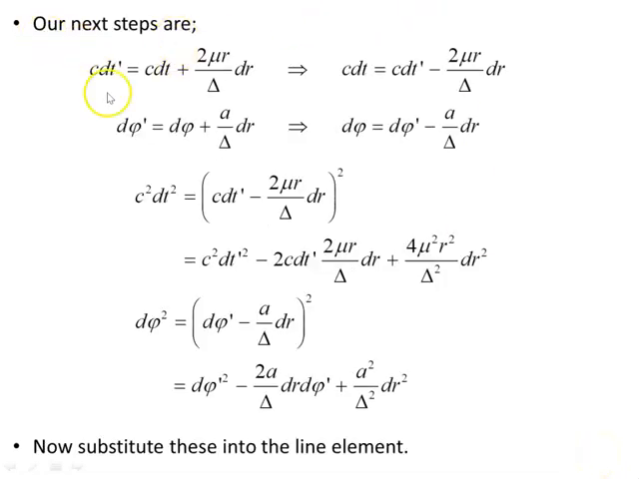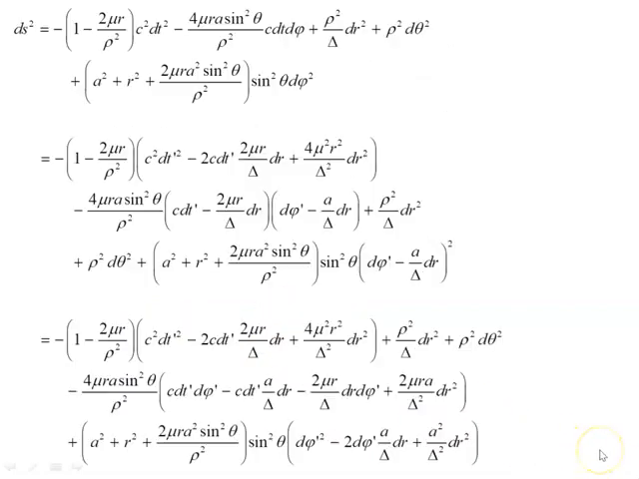Okay, so the next steps are: CDT dash is that. Rearranging that, transposing it, CDT is this, CDT dash minus that. D phi dash was that, so that implies that d phi is d phi dash minus this. And then we'll put that into the Boyer-Lindquist line element. So we'll also do the square of that, expanding that gives us this, the square of that, expanding that gives us this. Now we substitute into the line element.